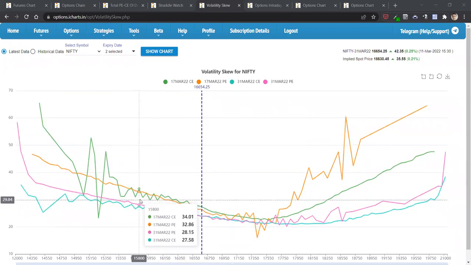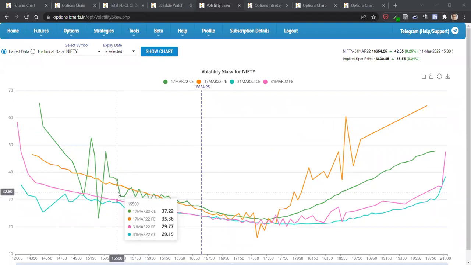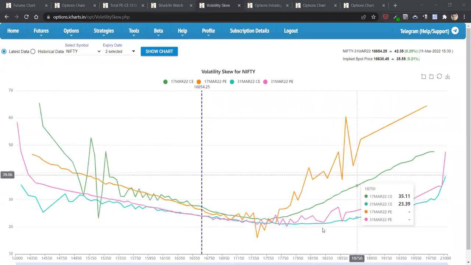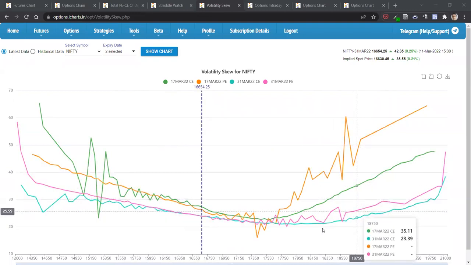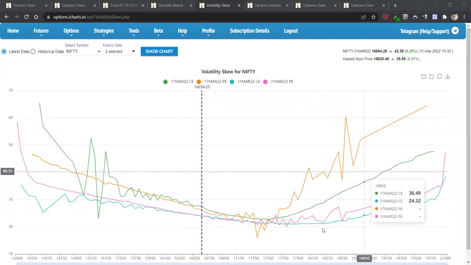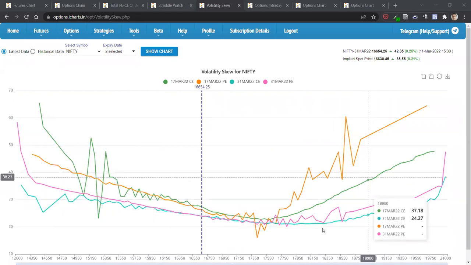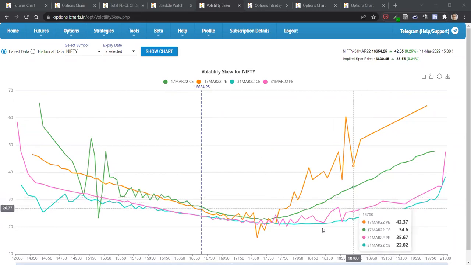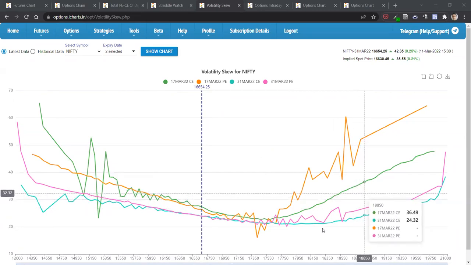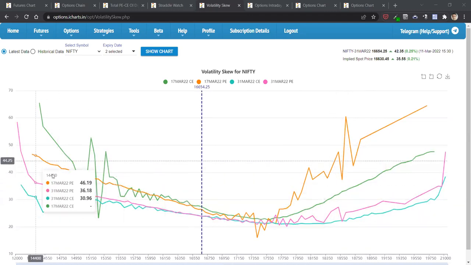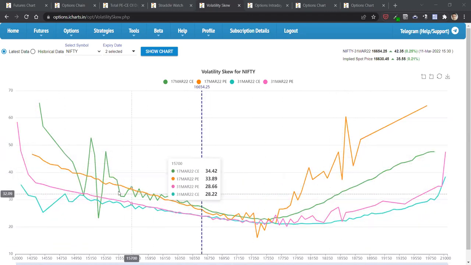So this is there, but you would be able to exploit it more when these lines get wider. I mean, when there is a lot of gap between the current expiry and a future expiry. Then you would be able to exploit that spread really well, which is also called the month-to-month skew. And this is within expiry skew also.